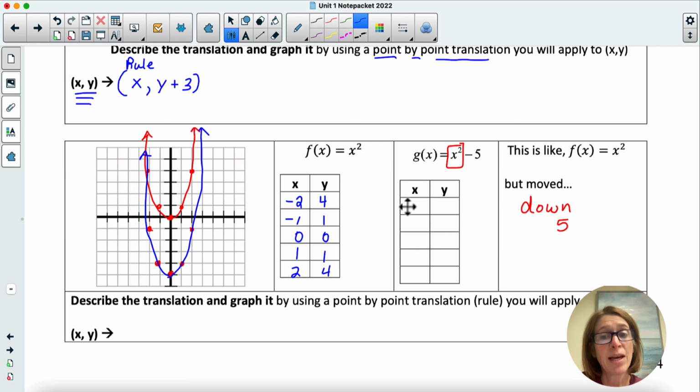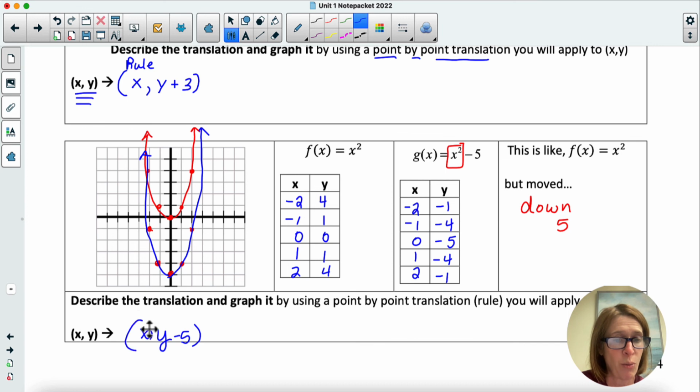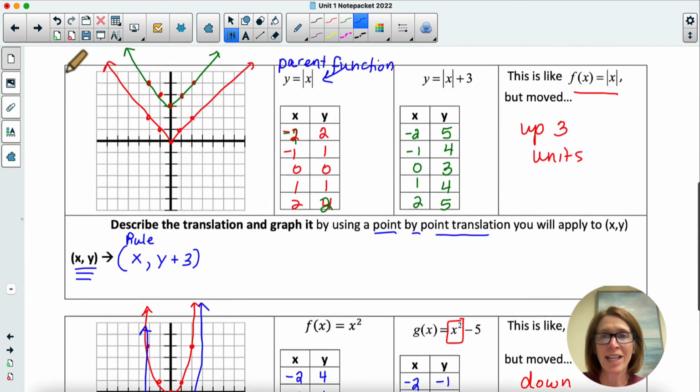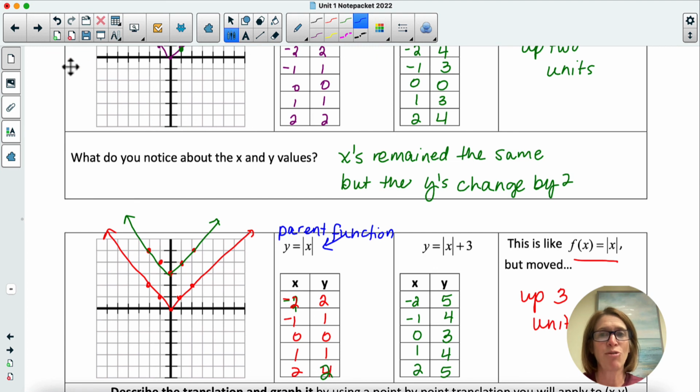Something like that. So again, the x's remain the same. And the y's are going to go down by 5. And there's my point. So if I want to describe the translation, graph it by using a point-by-point translation, then all you're going to do, the x's remain the same, and you're going to subtract 5 from all the y's. So (x, y - 5). Okay, so this tells me a little bit about moving graphs up and down. We're going to look in our next video at what happens when we shift them left and right. Have a great day.